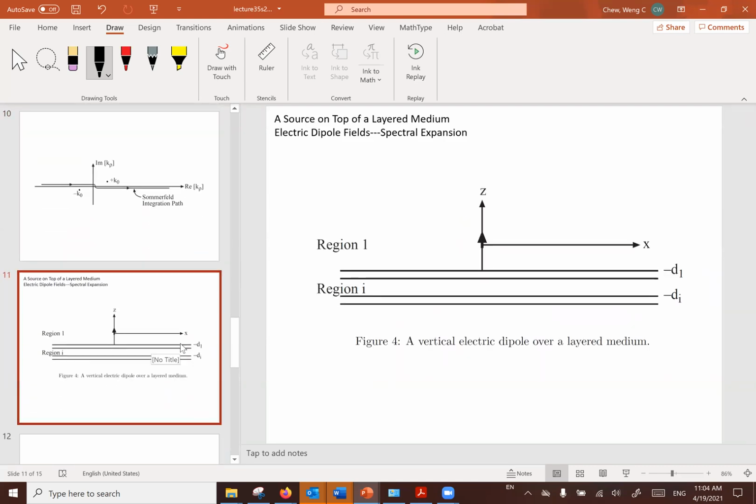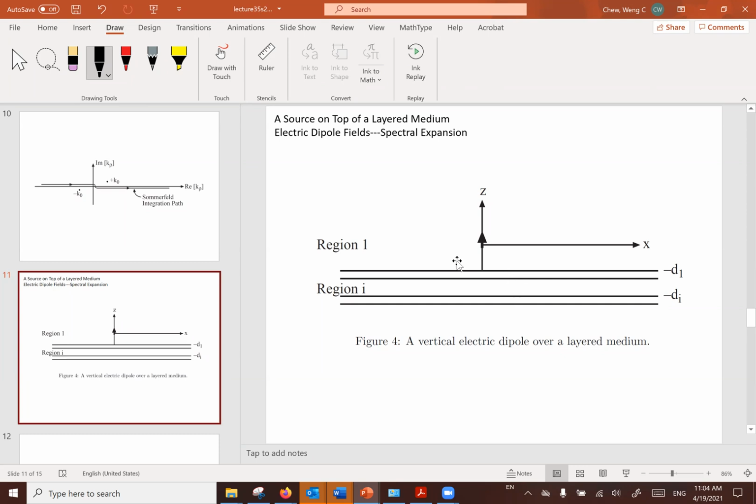So the most important thing is that we are now able to expand a point source field, which was originally a spherical wave, in terms of plane waves or summations of plane waves. We call that the spectral expansion. And then if we can break those plane waves further into TE and TM waves, then we know how to propagate them through this layered medium. We know even how to find the reflected waves.